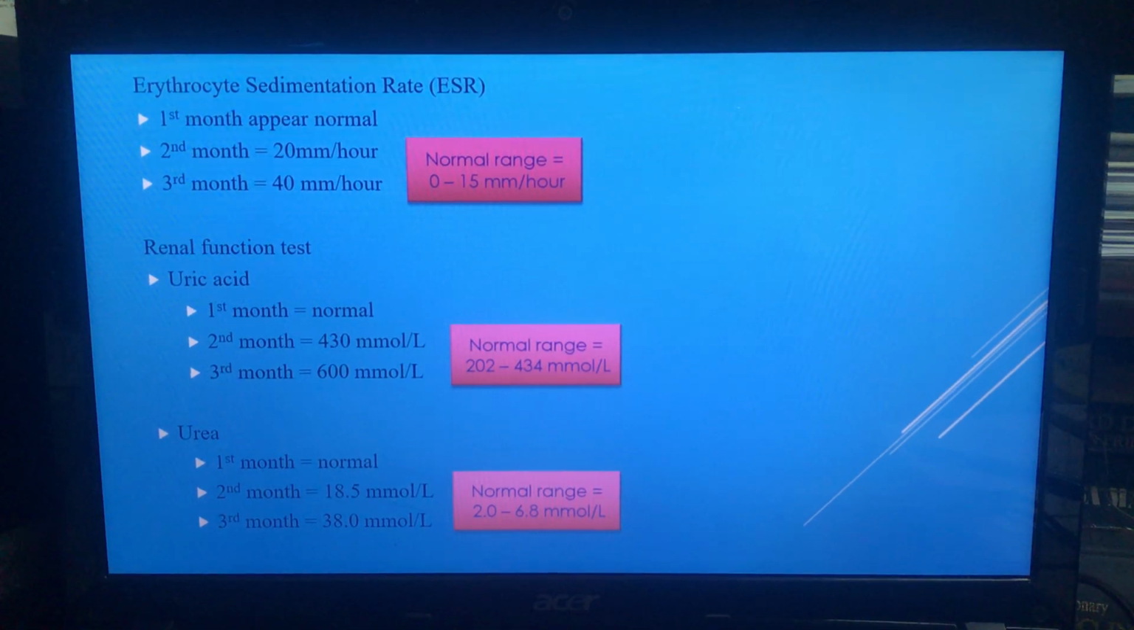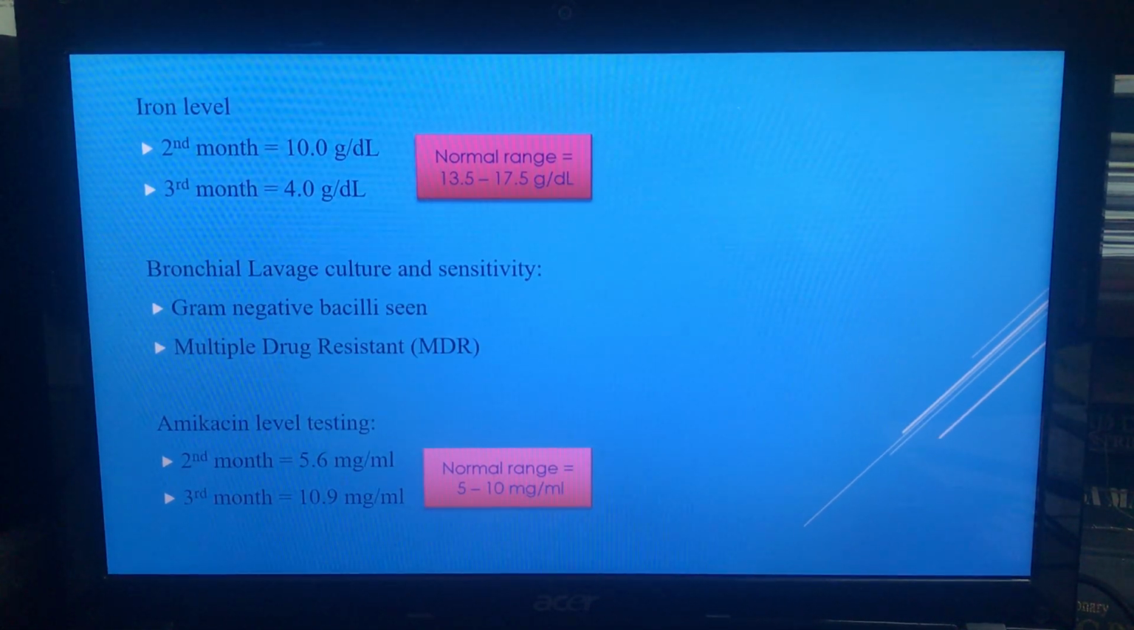Third is renal function test. Based on this test, the parameters that are focused on are uric acid and urea, as the patient produced an abnormal result in the second and the third month for both parameters. Fourth is iron level. Patient iron level is decreasing in the second and the third month, from 10 gram per deciliter to 4 gram per deciliter respectively.